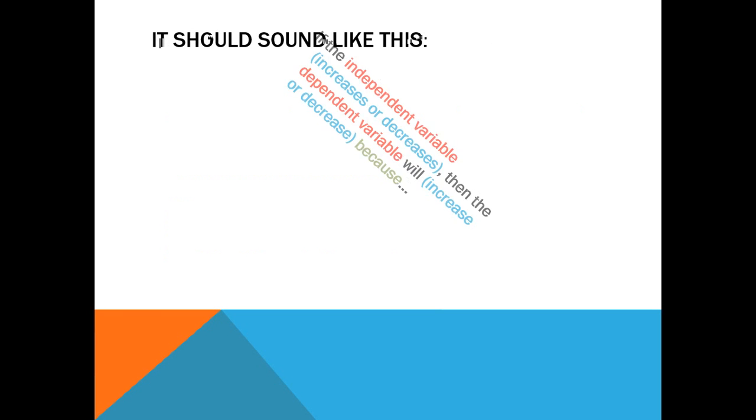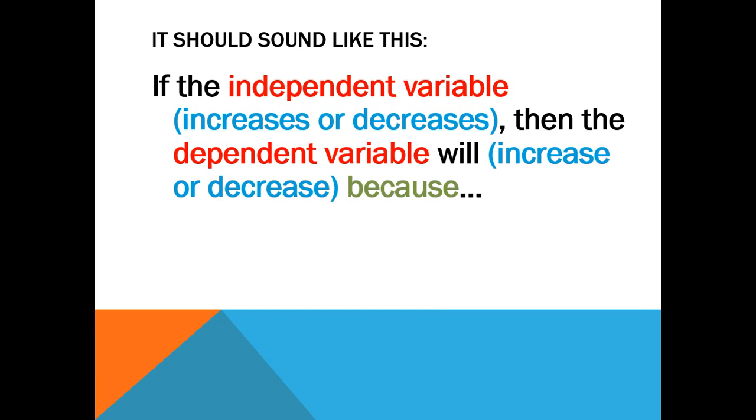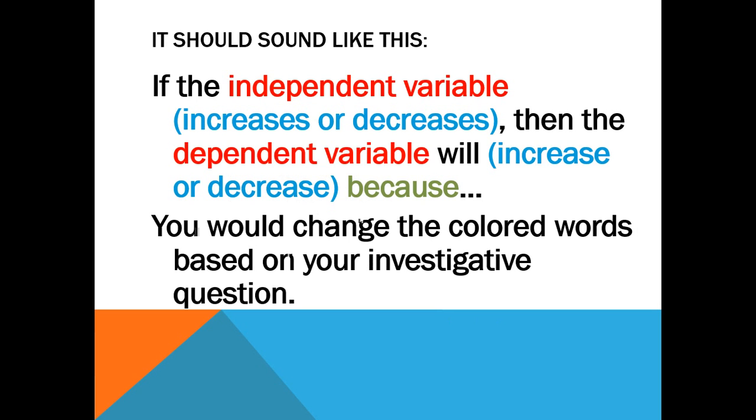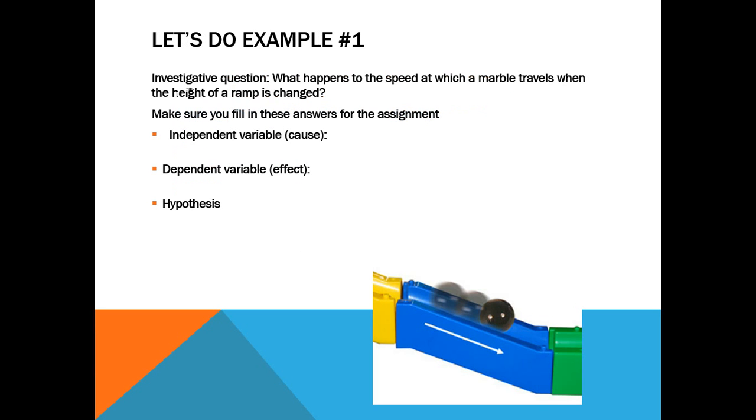So your hypothesis should sound like this. If the independent variable, and here at this point you would choose either increase or decrease or another appropriate word, then the dependent variable will, and again you choose either increase or decrease, because. When you write your hypothesis, you would change the colored words based on whatever your investigative question is. Let's try some examples. Make sure you take a look at your assignment questions when we're going through these examples.